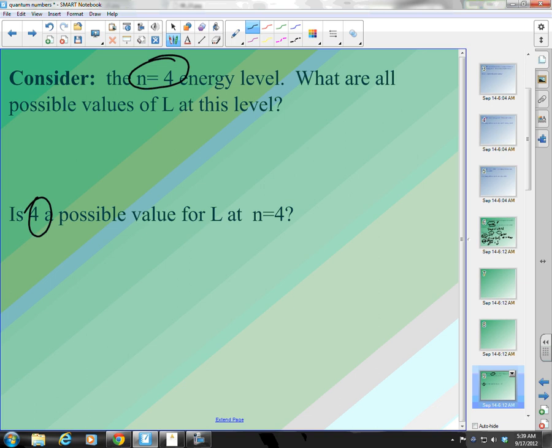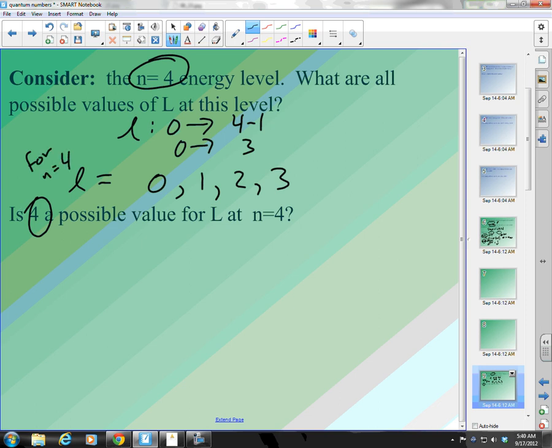Okay, here I am coming back to life. The n equals 4 energy level. We said L is all values from 0 to n minus 1. 4 minus 1 is 3, so that means all positive integers from 0 to 3. That means I have 0, 1, 2, and 3. So for n equals 4, I have 4 L values: 1, 2, 3, 4. Guess what? When my n is equal to 4, how many values of L did I have? 4.